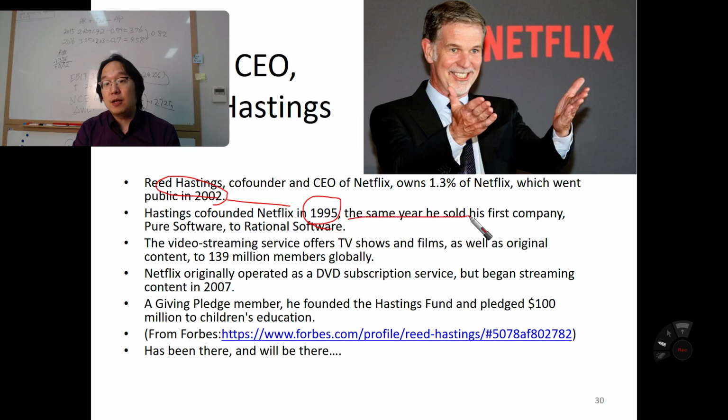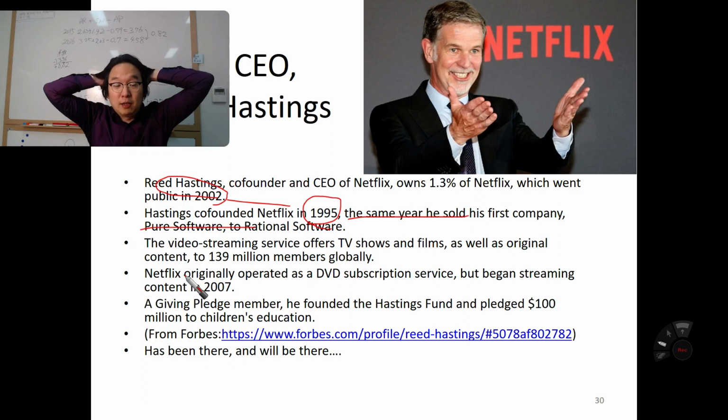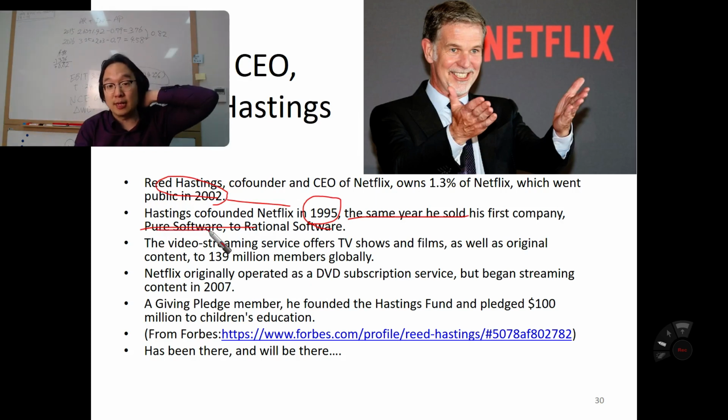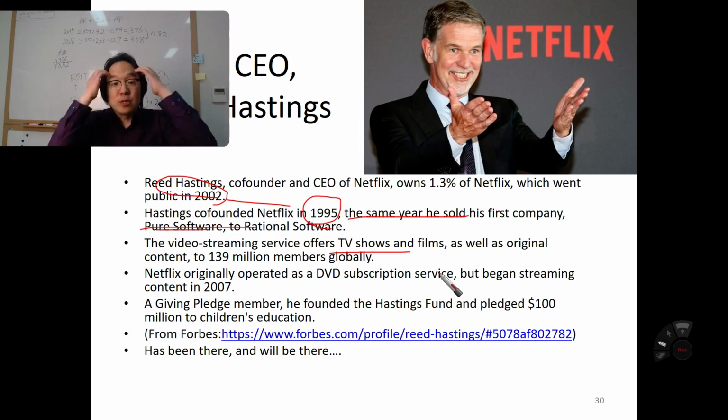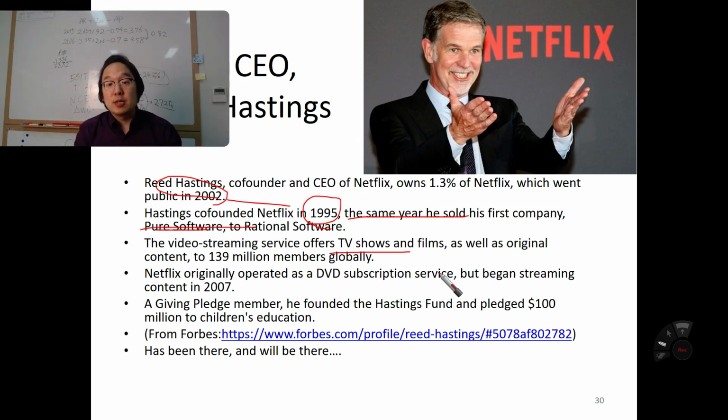The same year he sold his first company, Pure Software, Rational Software. He's an MIT graduate or something, a tech guy, and Pure Software used to be a code debugging company, but he switched into a different industry. The video streaming service offers TV shows and films as well as original content to almost 140 million members globally. Do you belong to one of them? My wife and my daughters belong. Netflix originally operated as a DVD subscription service. I remember this, guys.